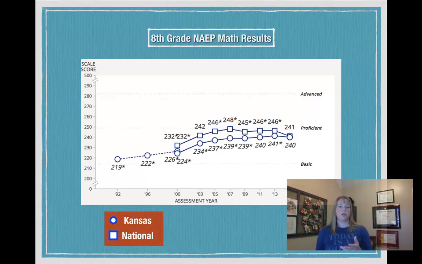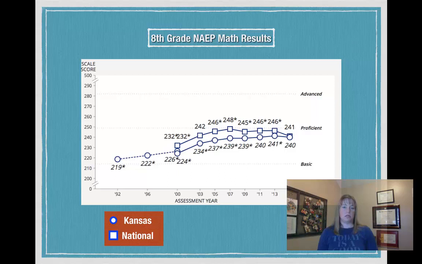So what I want to show you here first is the 8th grade NAEP math results. So we're looking here at data all the way back to 1992 when we're looking at Kansas on proficiency levels in math. Okay, so you'll notice there in the NAEP they identify basic, proficient, and advanced as the three areas that they're looking for on the scale score.